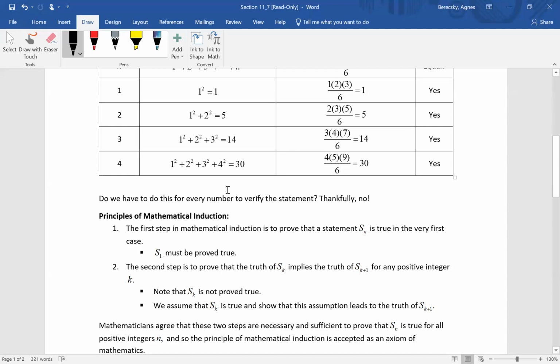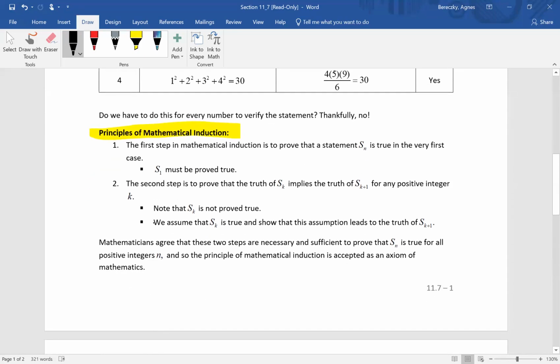This is a type of proof that we use in higher level math courses. So this is a little introduction to how we can prove mathematical statements. The principle of mathematical induction includes two steps. The first step in mathematical induction is to prove that the statement Sn is true in the first case. S1 must be proved.